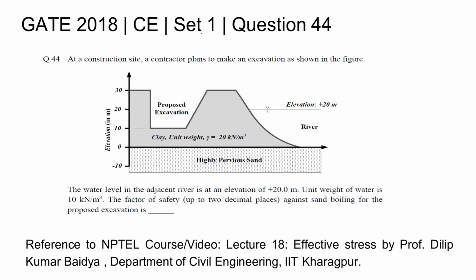GATE 2018 Civil Engineering Set 1 question number 44. At a construction site, a contractor plans to make an excavation as shown in the figure. The water level in the adjacent river is at an elevation of 20 meter. Unit weight of water is 10 kilonewton per meter cube. The factor of safety against sand boiling for the proposed excavation is what we have to find out.